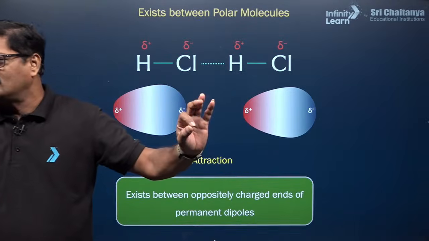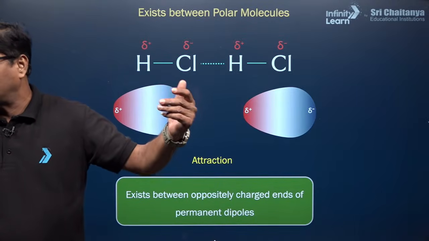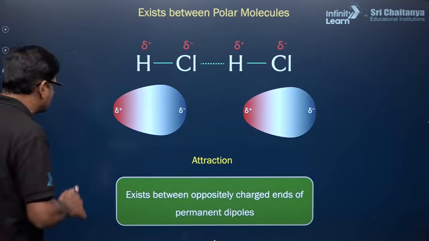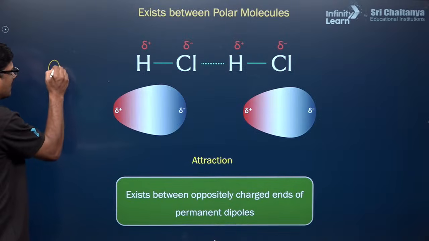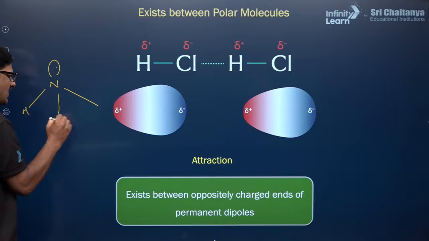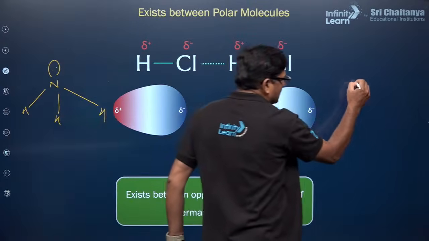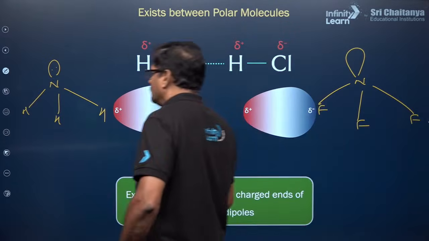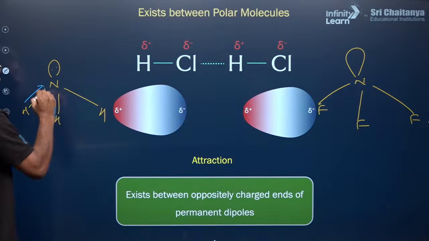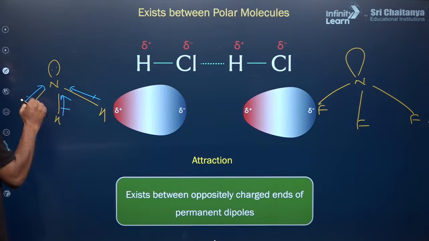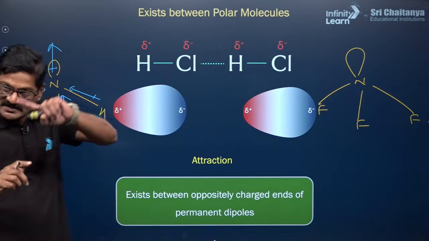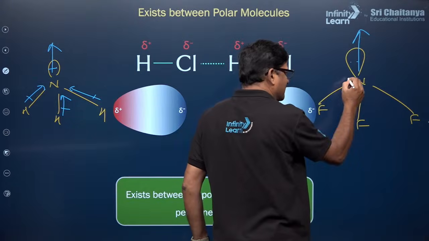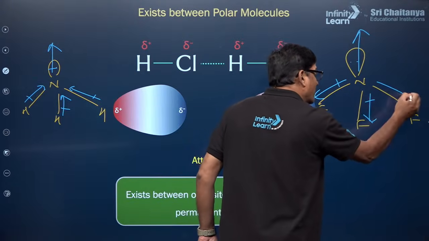Surya Pratap asks, why is the dipole moment of NH3 greater than that of NF3 even though fluorine is more electronegative? I already explained that, but I want to explain it once more. Nitrogen has hydrogen, hydrogen and hydrogen attached, and in the other molecule you see fluorine. The electronegativity of nitrogen is more, and the lone pair is in this direction. In NF3, the lone pair is in the opposite direction.